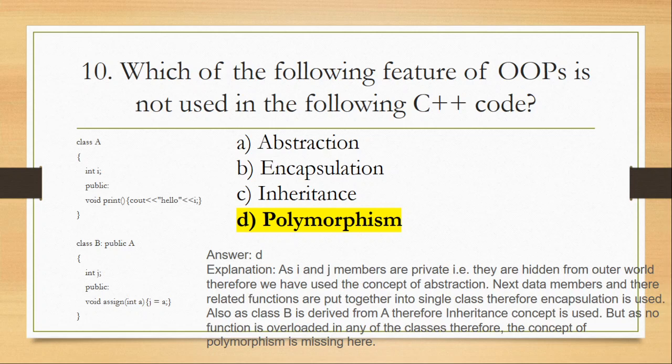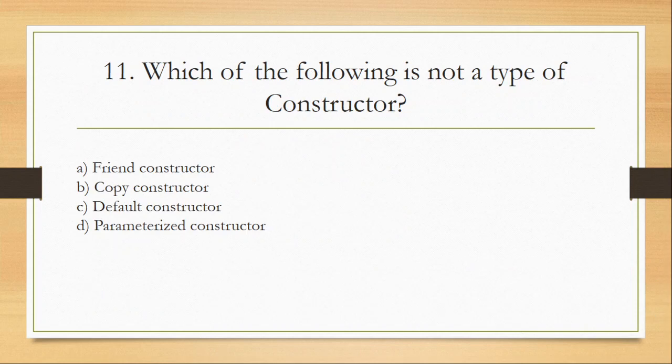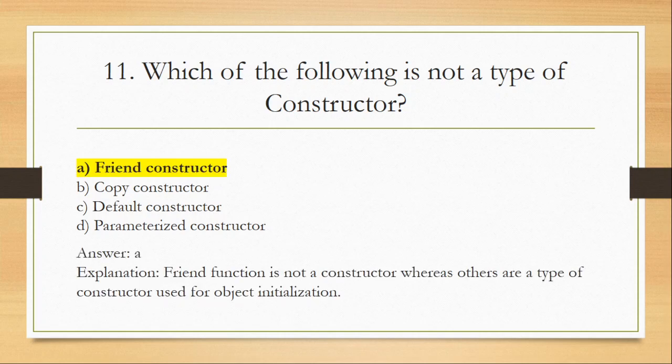Concept of polymorphism is missing. So option is D. Which of the following is not a type of constructor? Friend function is not a constructor, whereas other types of constructors are used for object initialization. The option A is correct: the friend function is not a type of constructor.